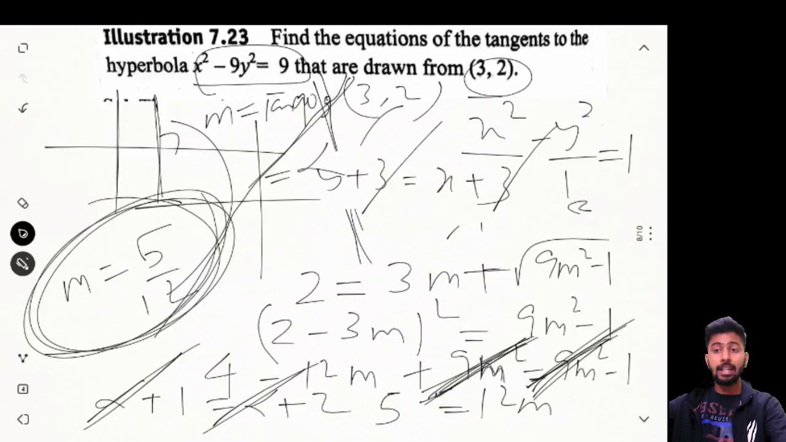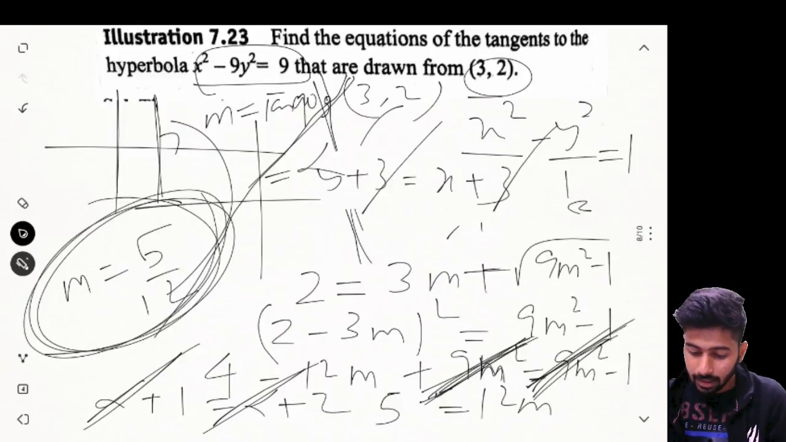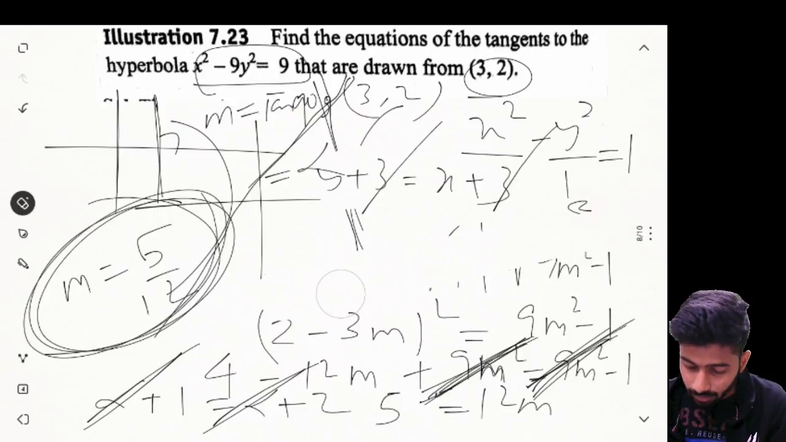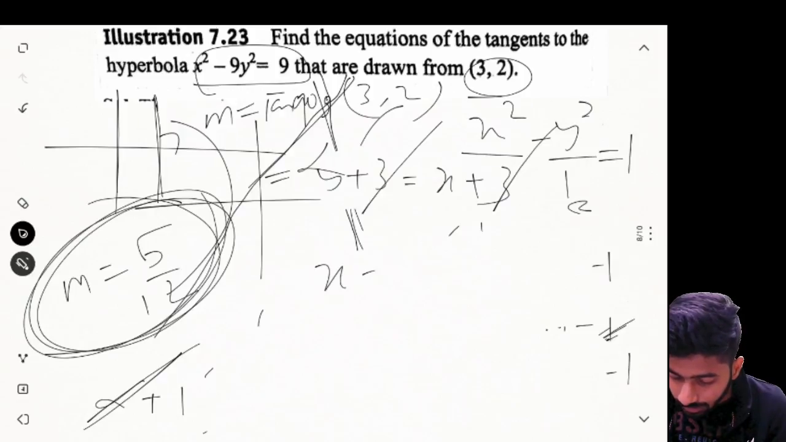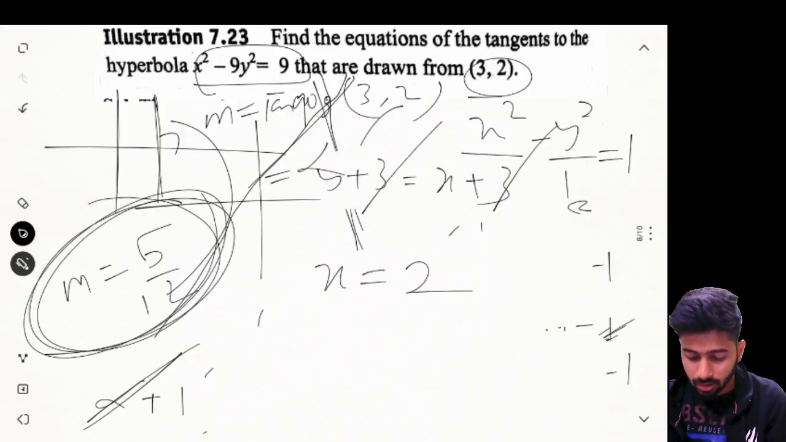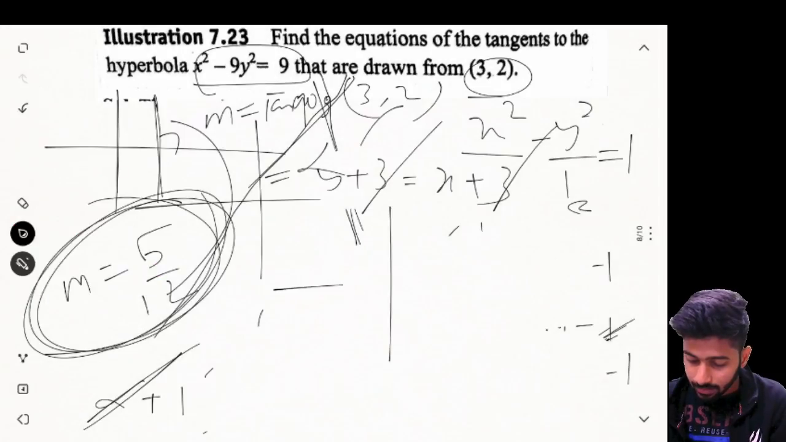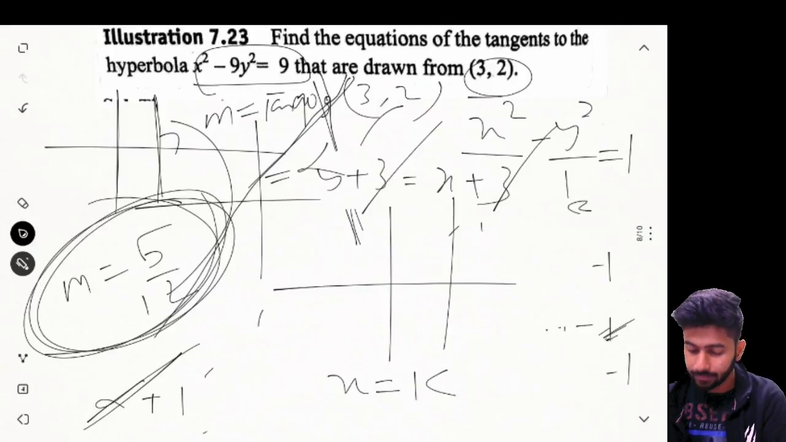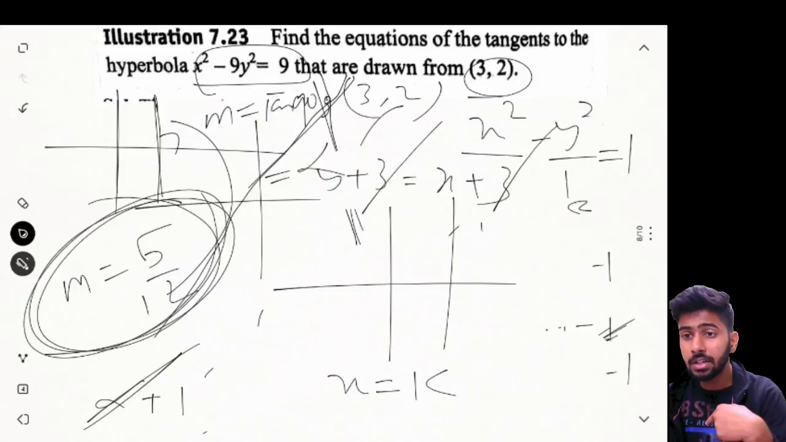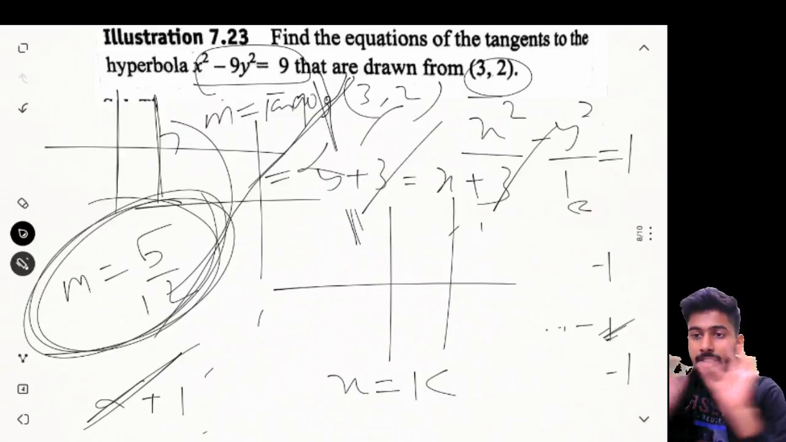But what if your m is not finite? That is also possible, right? So if your m is not finite, then you can also have this: x is equal to a constant. If your m is not finite, then the straight line has the form x equals some constant, right? And in my previous equation, I could have that possibility, right? I could have m equal to infinity and that would still satisfy that equation.